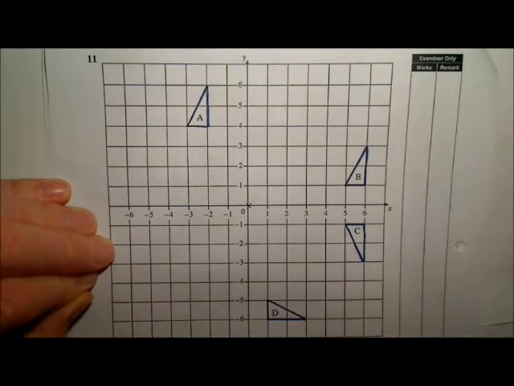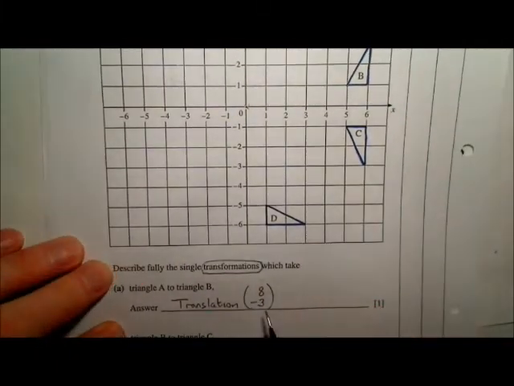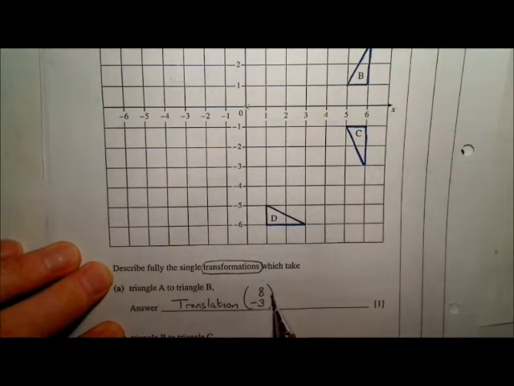squares down. And the way we write that, we have to remember now, we have to write this in vector notation. So you need to write translation, and then we've got 8 is the number on the top, meaning 8 squares to the right, and minus 3 means 3 squares down.